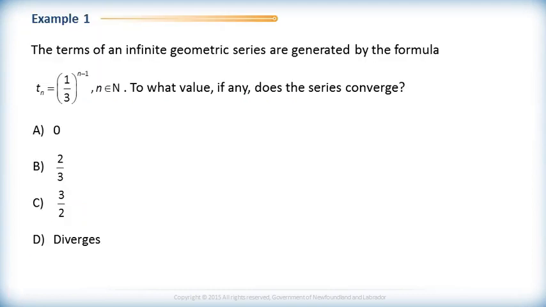Example 1. The terms of an infinite geometric series are generated by the formula t sub n equals (1/3)^(n-1), where n belongs to the natural numbers. To what value, if any, does the series converge? Remember the formula S sub infinity equals t sub 1 over 1 minus r, provided the common ratio is between -1 and 1 and r is not equal to 0.